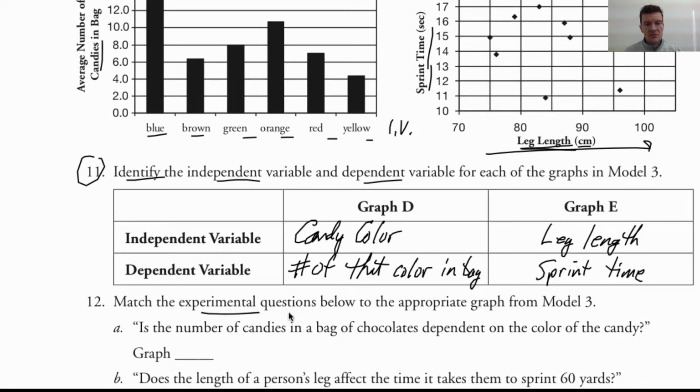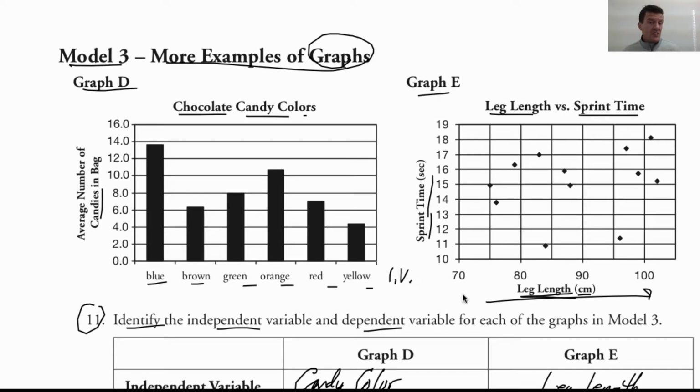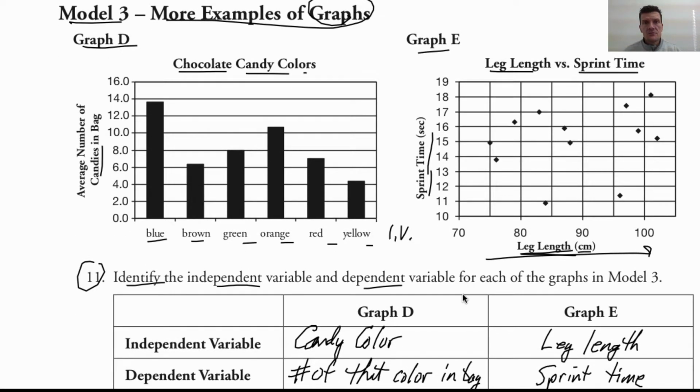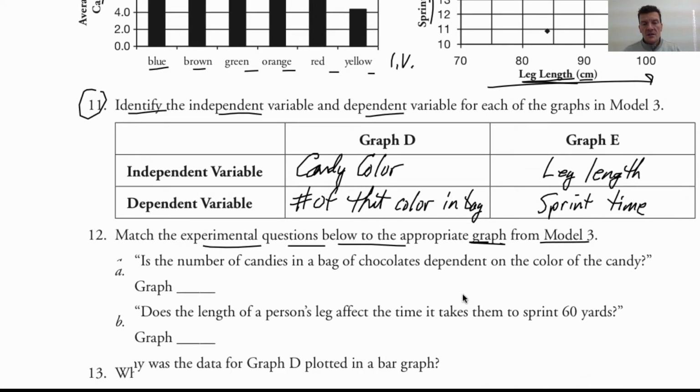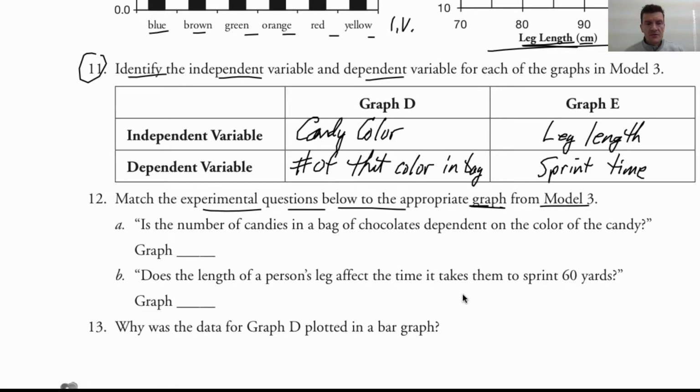Match the experimental questions below to the appropriate graph for Model 3. Remember we talked in the last video about how the design of the experiment really should be such that you are answering a question. So this graph should help us answer a question. When you set up data in a useful, organized manner, you should be able to answer the question quickly. Match the experimental question. A says, is the number of candies in a bag of chocolates dependent on the color of the candy?